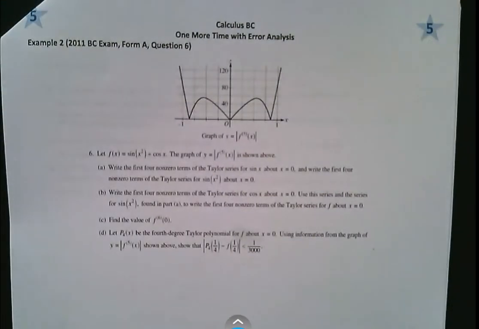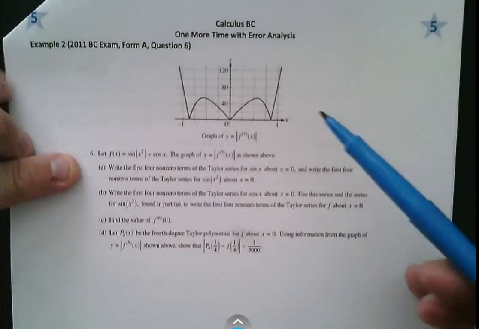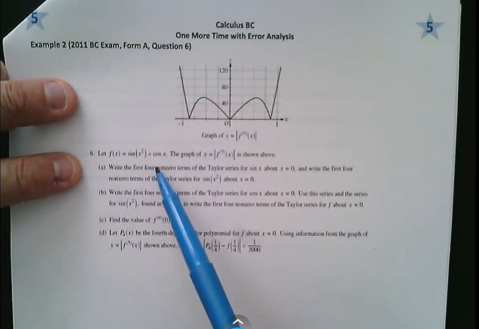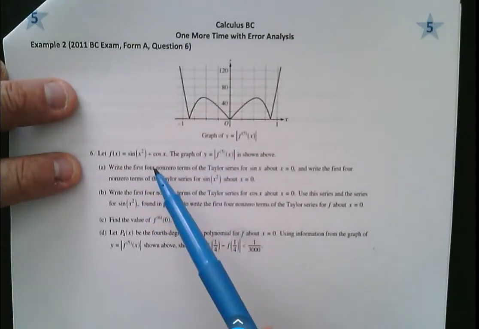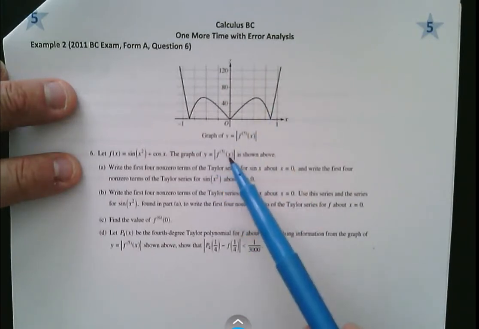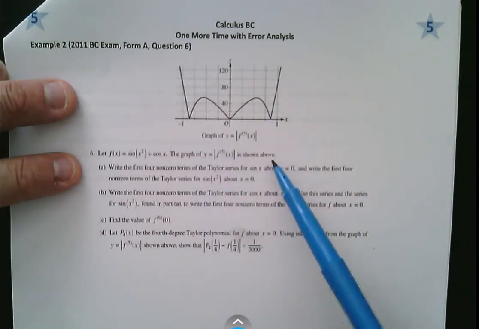All right, second problem. You should have this in your handout. This one is another whopper of a problem, and we are not going to do the whole thing. We've got f of x equals sine of x squared plus cosine of x. We've got the graph of, what is this? This is the absolute value of the fifth derivative.